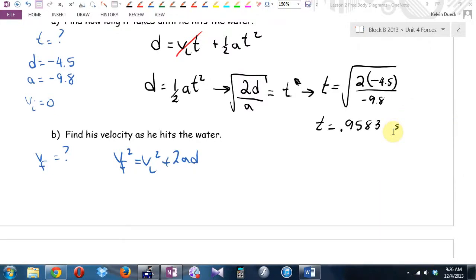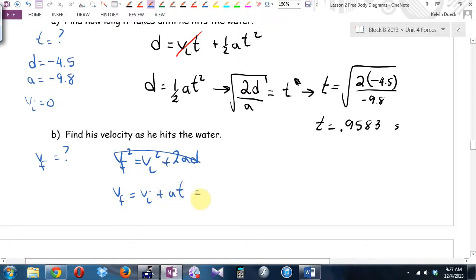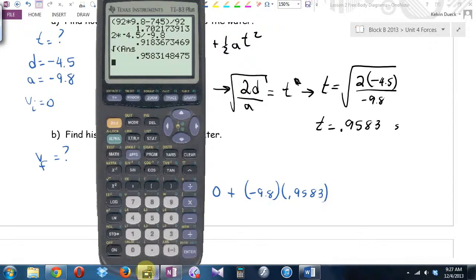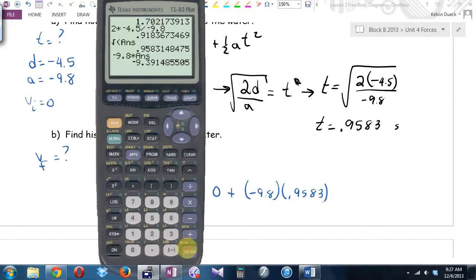So, Chris, I could use that, but because I found T, and I think now we're confident enough that we can use something that we found to find something else, I'm gonna use VF equals VI plus AT, where VI was 0, A was negative 9.8, and T was 0.9583, although I'm gonna use my answer button right there, because I wanna be really accurate. Do I need to go 0 plus, or will that change the equation? I'll write it just to let myself know, but I'm just going to go negative 9.8 times answer button. Looks like the impact velocity when he hits the water is negative 9.39 meters per second.